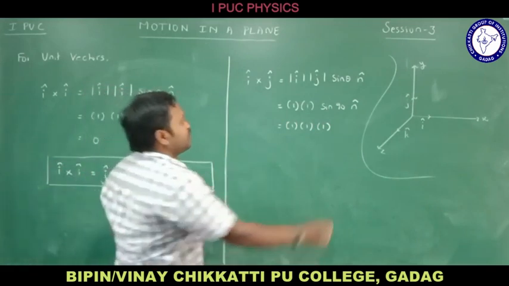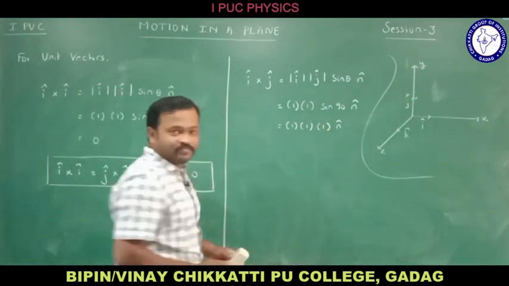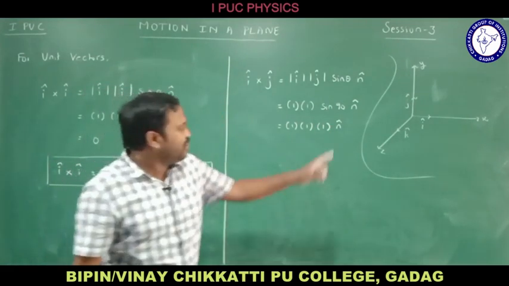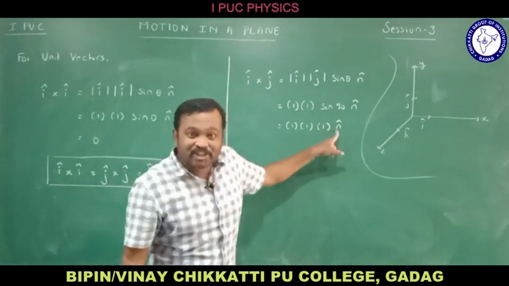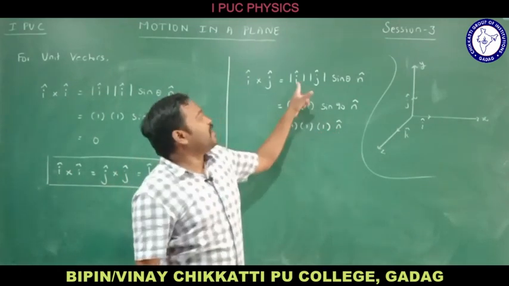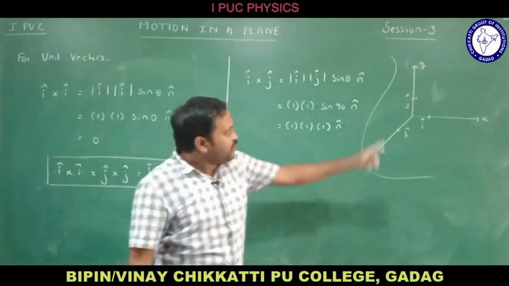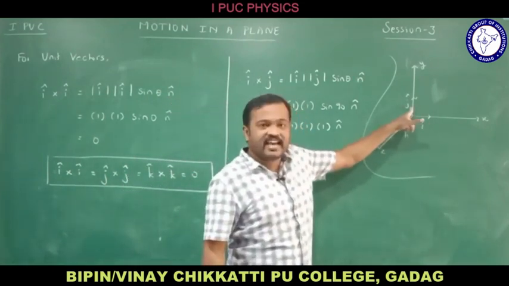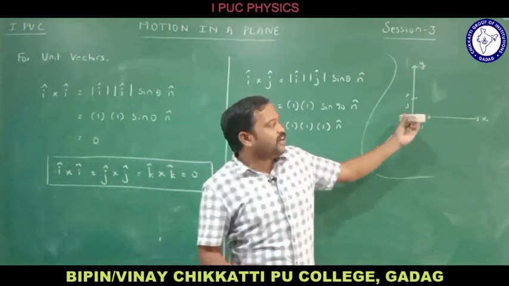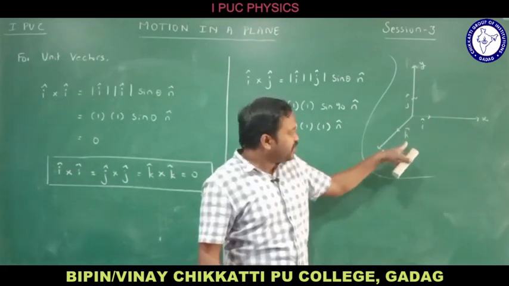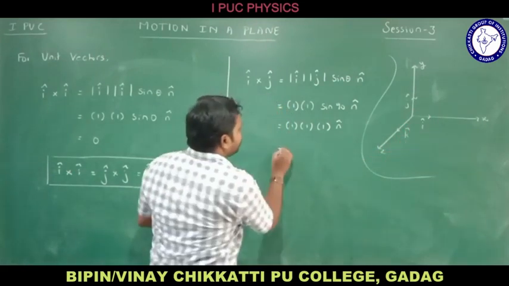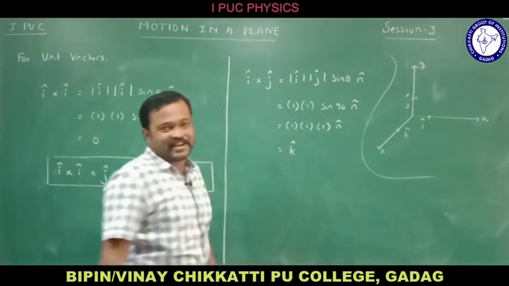So this is which vector? N cap. What is the direction of n cap? N cap is in the direction perpendicular to the plane containing I and J. If this is I and this is J, where is the perpendicular to the plane containing I and J? It is nothing but K cap. So instead of this, I write K cap.